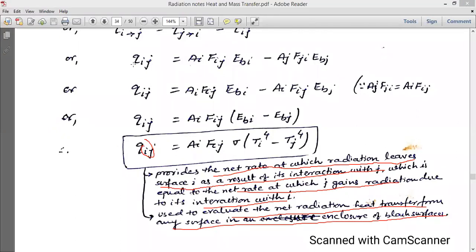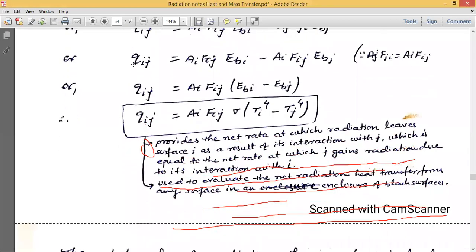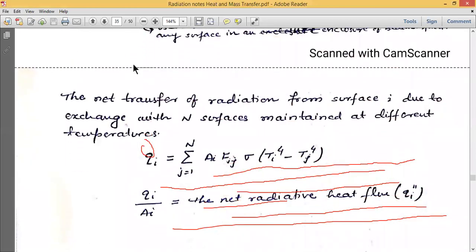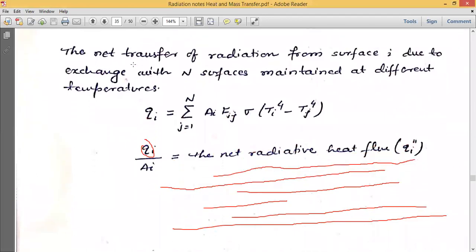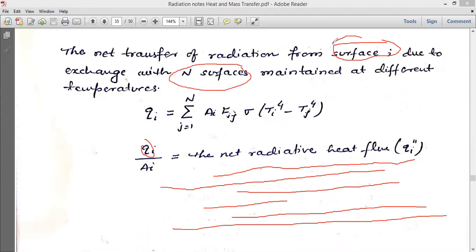So here, the interaction between these two surfaces, that means the interaction from the surface I to surface J. The interaction of surface I can occur simultaneously with n surfaces. That means the radiosity, or the radiation that is coming out of the surface I, can be intercepted simultaneously by n surfaces. In that case, how can we write it down?